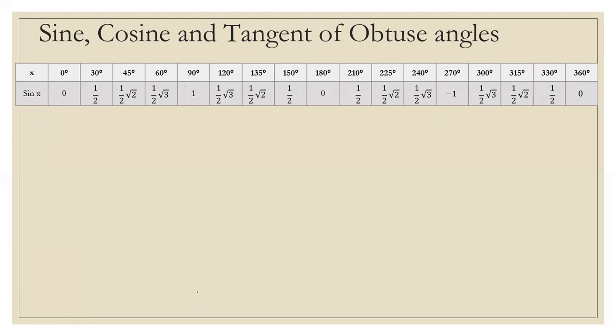Next, for sin x, the simplification is like this. Sin 0 is 0, sin 30 a half, sin 90 is 1, sin 150 a half, sin 180 is 0, and so on until sin 360 equals 0. So this is the value of sin x after simplification.